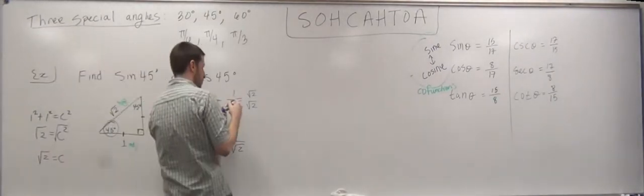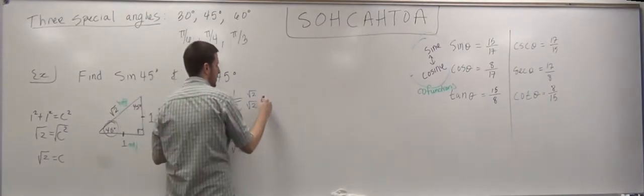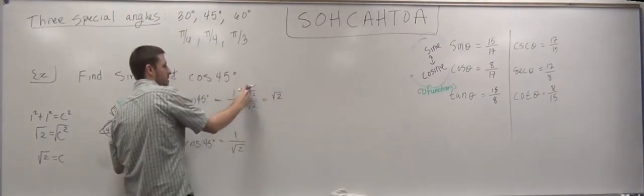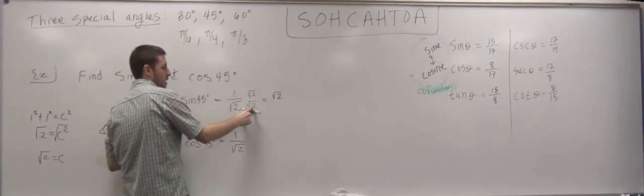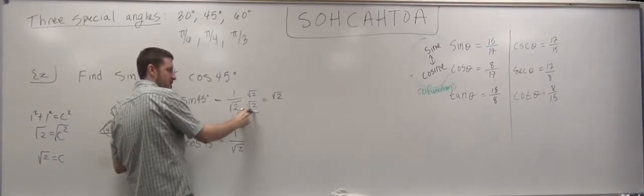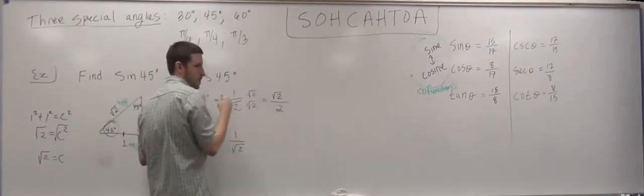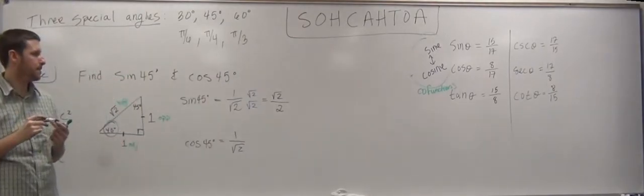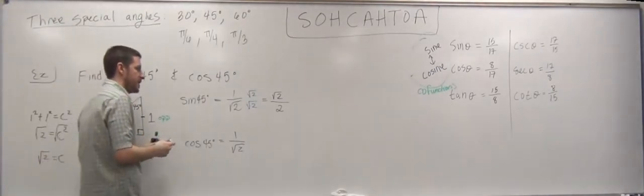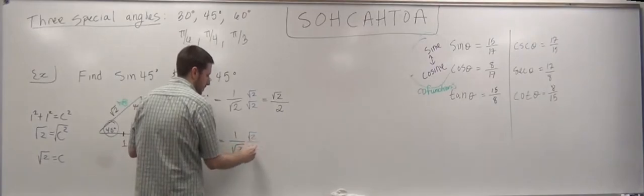If you multiply top and bottom by root 2, you will get root 2 on top, because 1 times root 2 is root 2. And on the bottom, root 2 times itself gets rid of the root. Same thing will happen over here if you get rid of that root in the bottom.